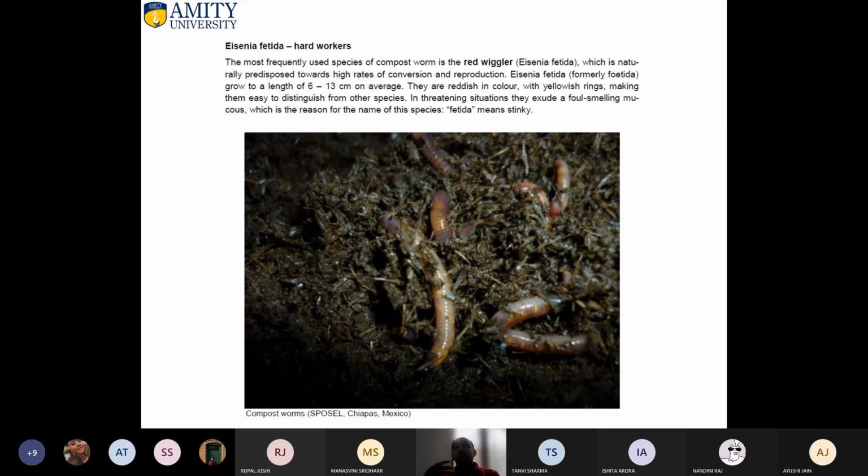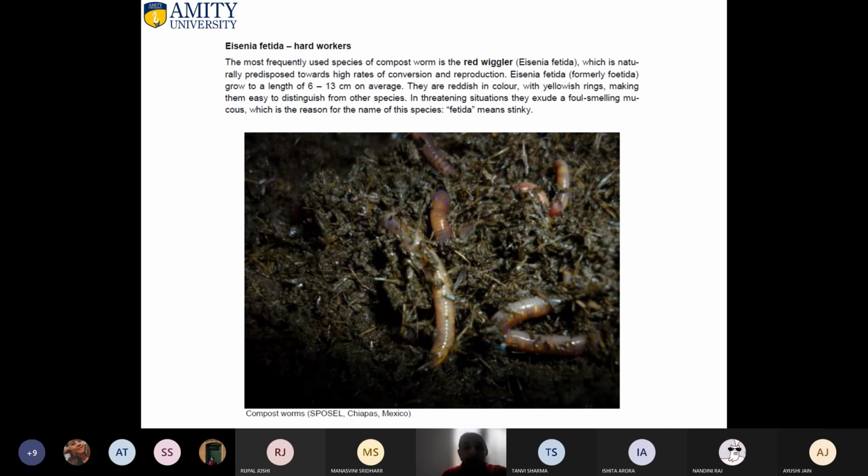The worms have a very high ability to convert waste material into compost. That is why they are the choice for vermicompost. Eisenia fetida are also known as hard workers. If you can see in the image, they appear more red in color with some yellowish tone in between, and they grow to a length of 6 to 13 centimeters. So not very big in size, which is also a good advantage. They are reddish in color with yellowish rings, making them easy to distinguish from others.